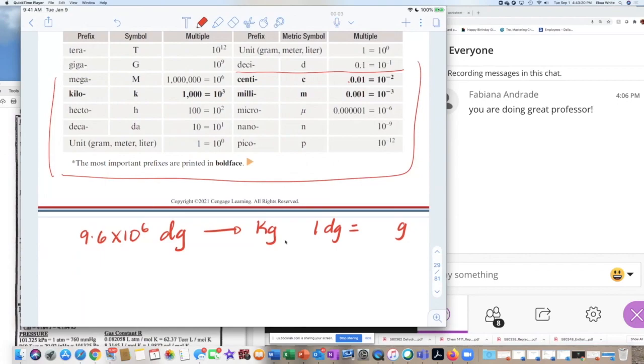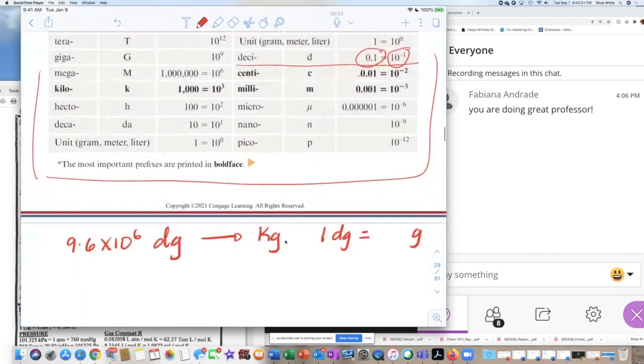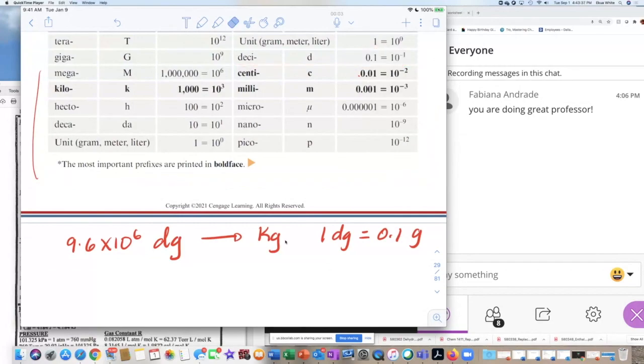So what does a d stand for? 1 decigram is equal to 0.1. You can use this form or you can use either form anyway. Since he's telling me what to do, I write 0.1. That works. Either number, the left one or the right one.